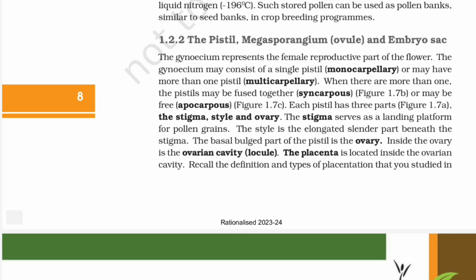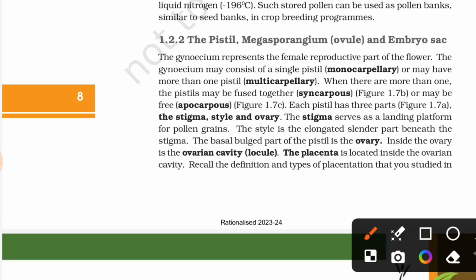The pistil, megasporangium, ovule and embryo sac. The gynoecium represents the female reproductive part of the flower. The gynoecium may consist of a single pistil, which is monocarpellary, or may have more than one pistil, multicarpellary. When there is more than one pistil, they may be fused together, called syncarpous, or may be free, called apocarpous. Each pistil has three parts: the stigma, style and ovary.